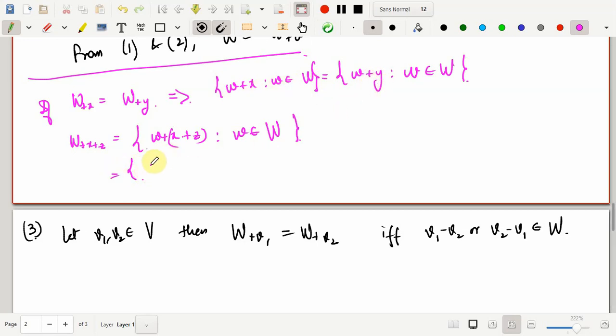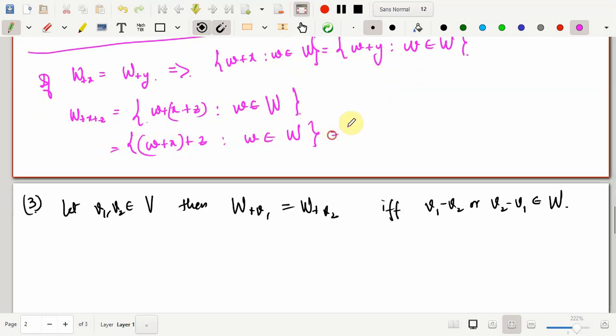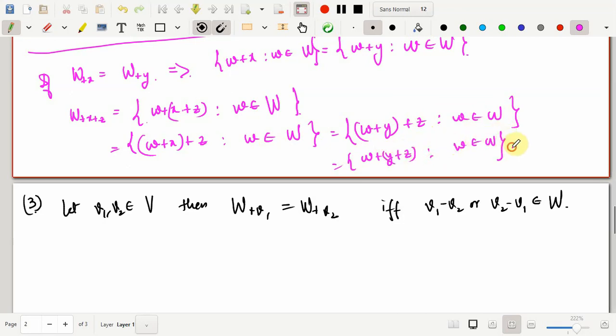So this is the same as writing, using the associativity property, W plus X plus Z. Now by the above observation, this W plus X is the same as W plus Y for the corresponding W's. And again this is the same as W plus Y plus Z, using the associativity property. So in fact, the brackets are not required.